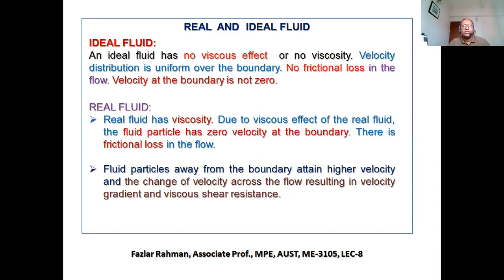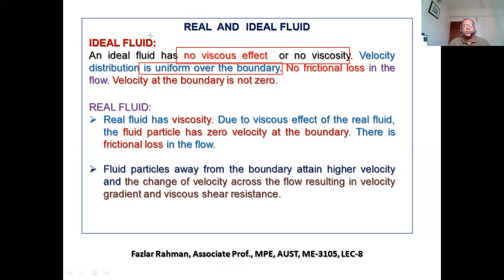Before that, first we need to know what is the ideal fluid and what is the real fluid, although we already discussed it a little bit before, right? So ideal fluid doesn't have any viscosity, or the viscous effect is negligible or zero. That is called ideal fluid. So there is no viscosity, so velocity distribution over the boundary is uniform.